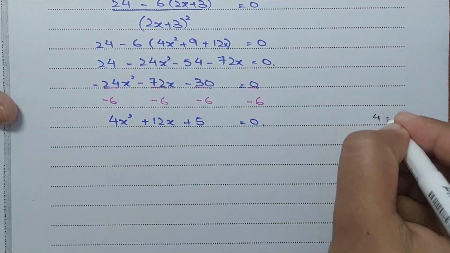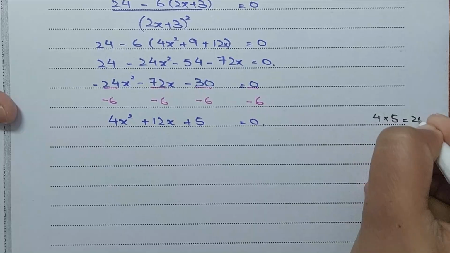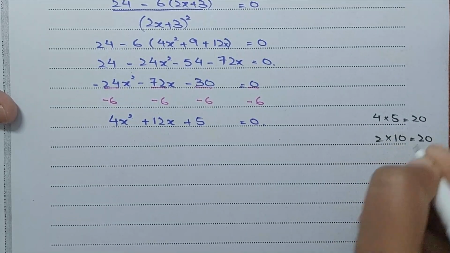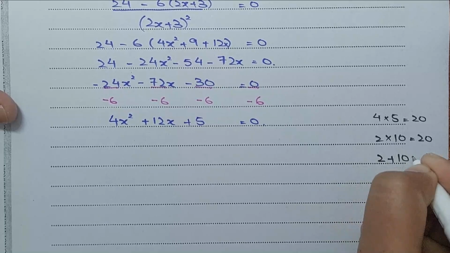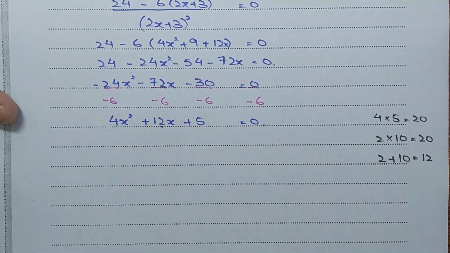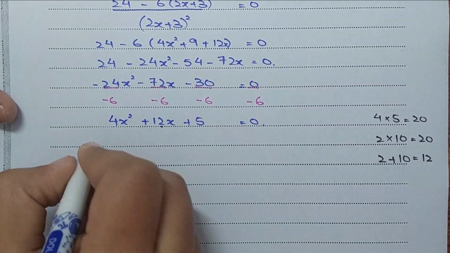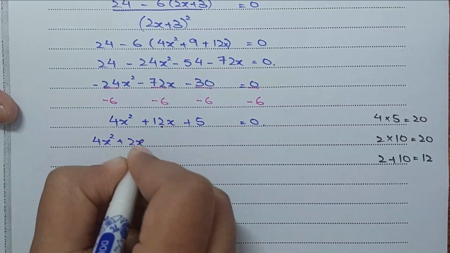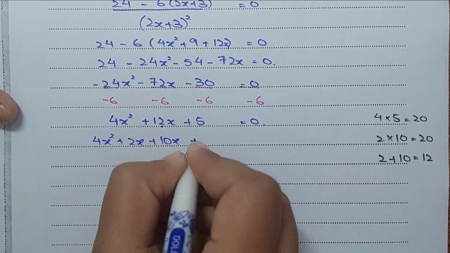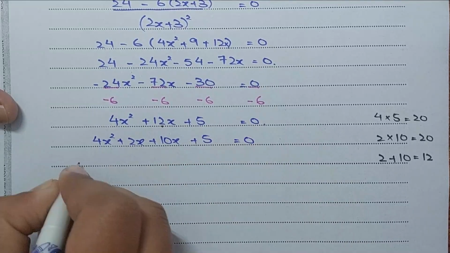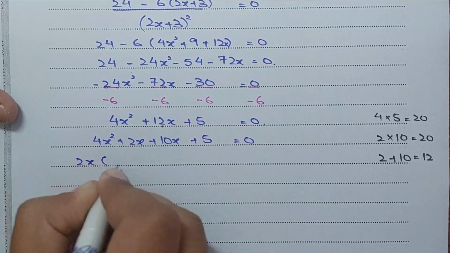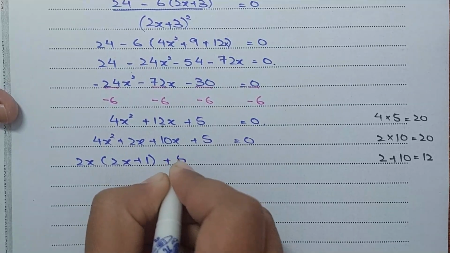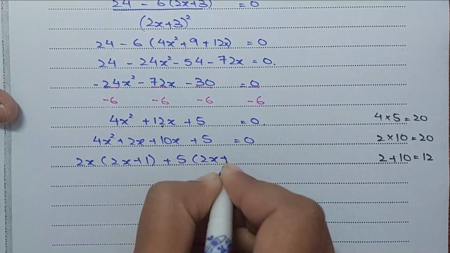4 times 5, which is 20. Factors of 20, 2 times 10 is also 20. And when you do 2 plus 10, that is equals to 12. So we can break the middle term with 2 and 10. 4x square plus 2x plus 10x plus 5 equals to 0. Now taking 2x common, we are left with 2x plus 1. And let me take 5 common. 5 times 2 is 10x plus 1.